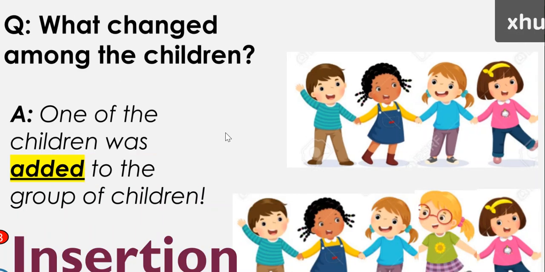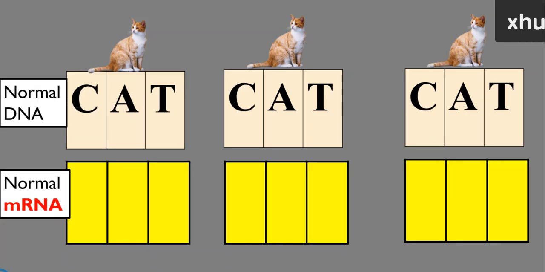And the last one is an insertion. If you can see, there's now more people in the string of children because we added another girl child. When you add something, it's called an insertion, and it can lengthen your DNA strand.